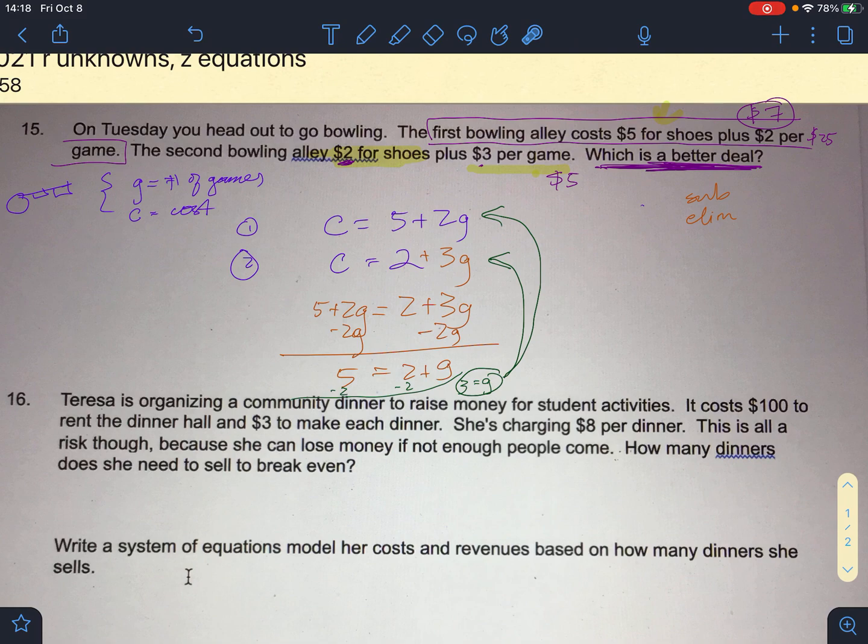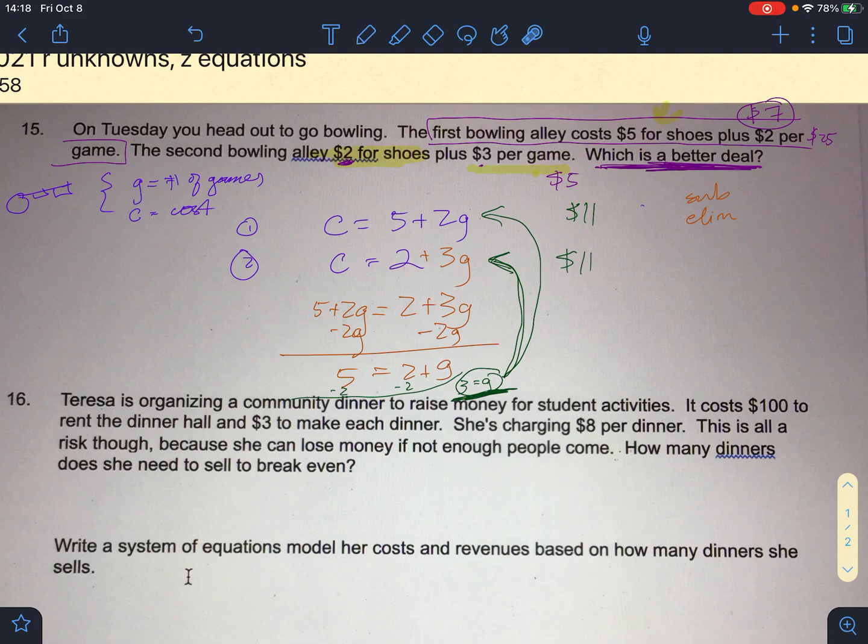In the first equation, I'll do 3 times 2, which is 6. 6 plus 5 is $11. So it's going to cost me $11 to bowl 3 games. If I plug 3 into the second equation, I will do 3 times this 3, which is 9, plus 2, which is also $11. Yes, this is when they cost the same amount.